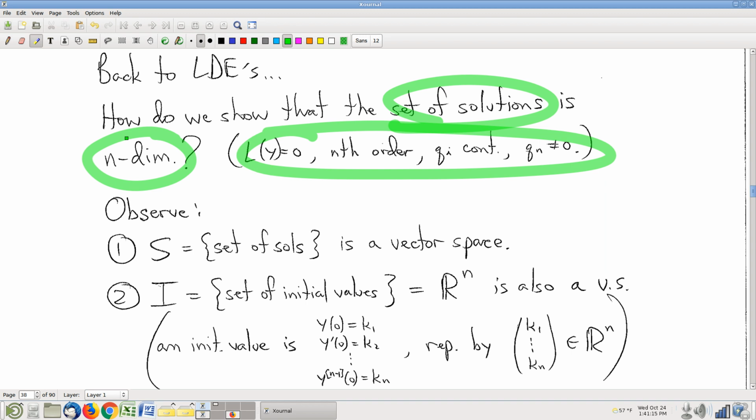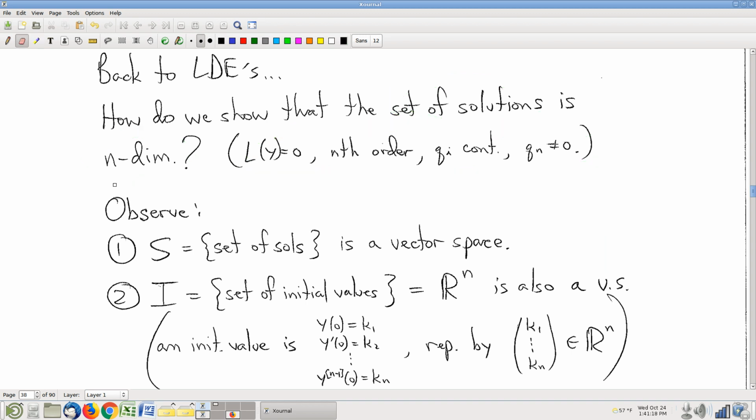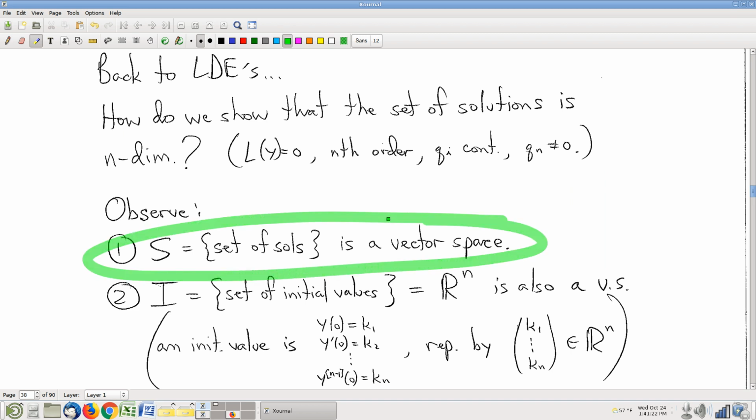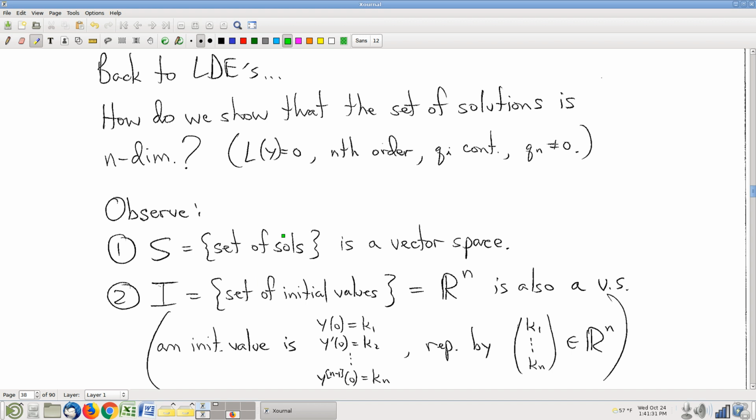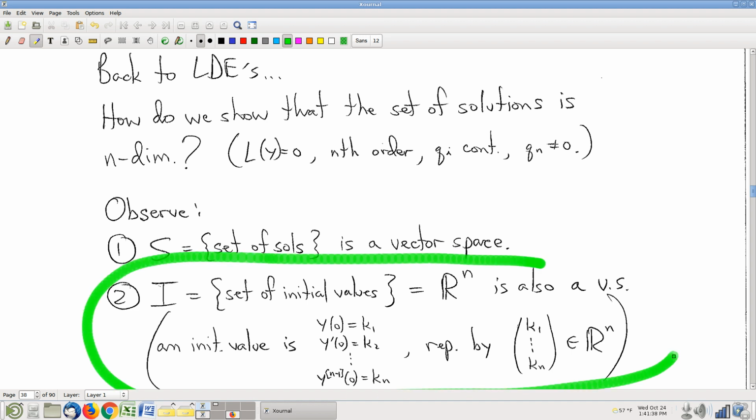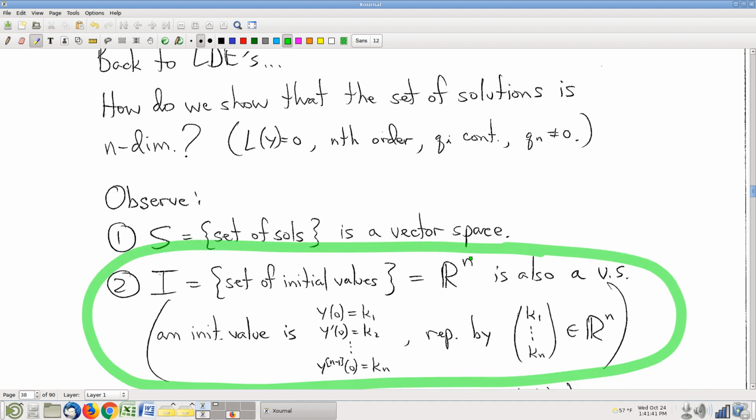How do we know the set of solutions is n-dimensional? So we'll start off with a couple of observations. First of all, we already know the set of solutions to this differential equation is a vector space, right? And now here's a different observation. This doesn't immediately seem like a natural thing to want to do, but it ends up being very valuable. The set of initial values that you could use in connection with that differential equation is also a vector space. In fact, it's a familiar vector space.